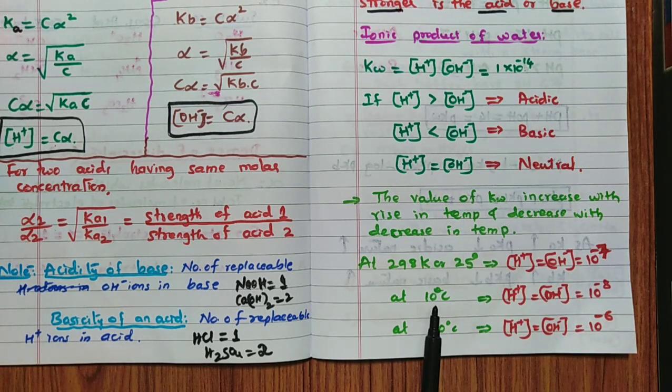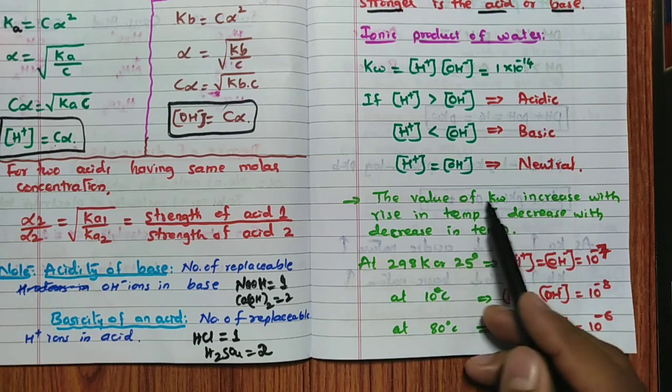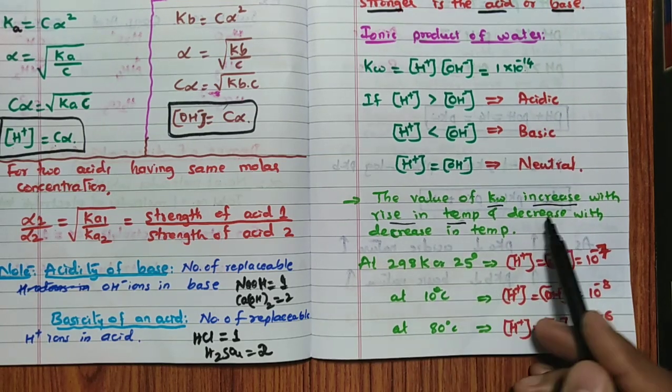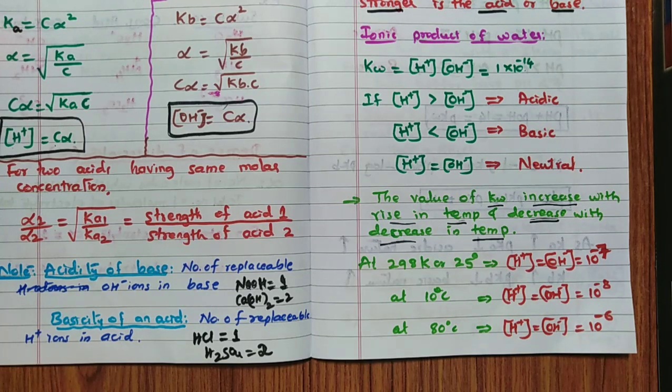For the same thing at 10 degrees Celsius, with lower temperature, remember the value of Kw increases with rise in temperature and decreases with decrease in temperature. Hence when you decrease the temperature, H plus and OH minus ion concentration decreases to 10 to the power minus 8. Minus 8 is less than minus 7, remember. Hence Kw becomes 10 to the power minus 16. Similarly, minus 6 I have written for 80 degrees, so H plus and OH minus ion concentration increases because dissociation of water increases. Because of that, Kw becomes 10 to the power minus 12.